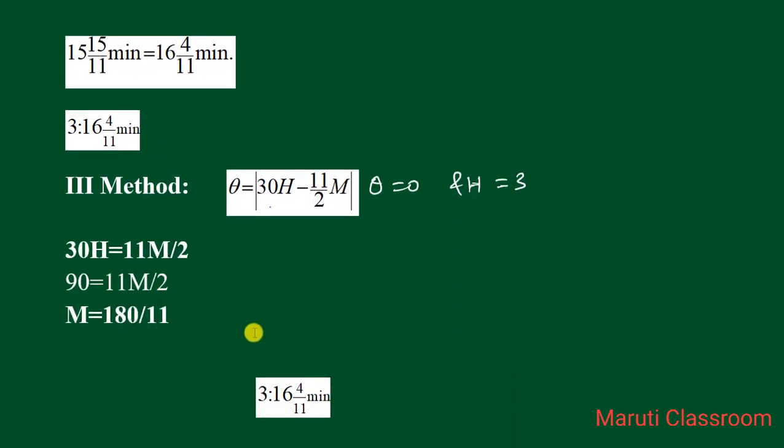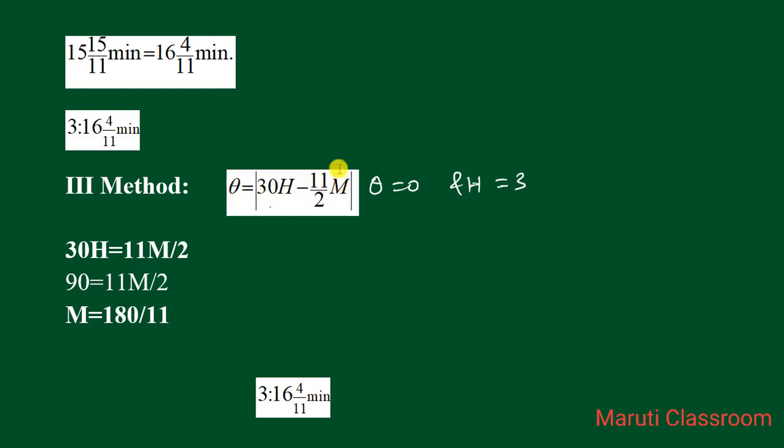Now, come to the third method. In the first model, I told you one formula to find the angle: theta equals modulus of 30h minus 11 by 2 m. The same formula we use to find the time here. Here what is given? The time is between 3 and 4. When the time is between 3 and 4, the time will be 3 hours some x minutes. So h is 3 only. Also given, the hour and minute hands coincide. When they coincide, the angle between them is 0. So theta equals 0 and h equals 3. Substitute these two in this formula, then we will get the m value.